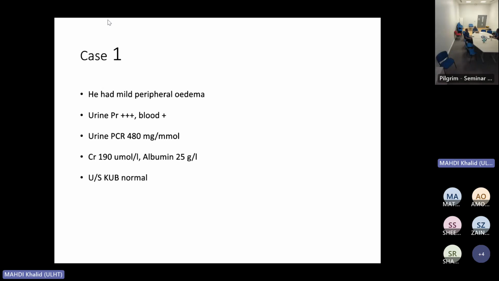Yeah, normal scan. So his kidneys look normal on the scan. Doesn't tell you a lot about their function.